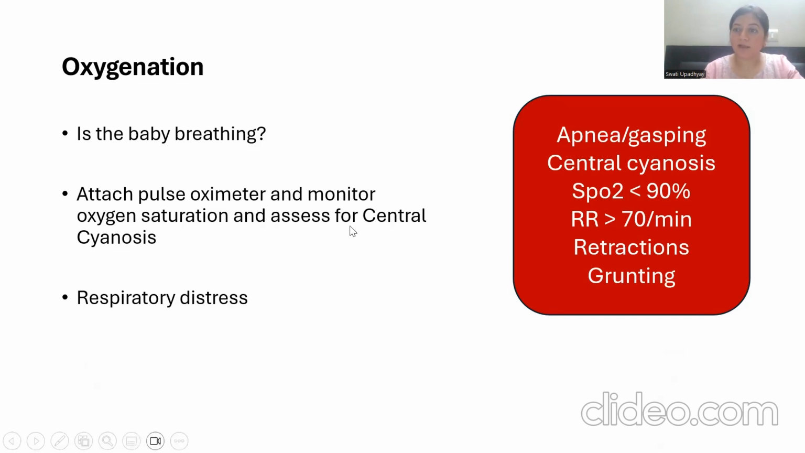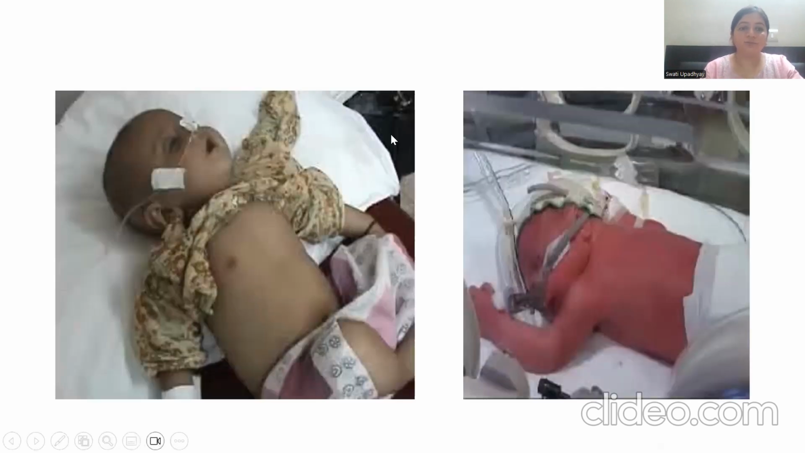So what will be the red flags here? Any baby who is having apnea, gasping, it's an emergency. A baby who is having central cyanosis, an oxygen saturation of less than 90%, a respiratory rate of more than 70 per minute, severe retractions, and a grunting sound. All these mean that the baby needs urgent attention. So, what do you do? There are some videos I will show in which the retractions and grunting part will become more clear.